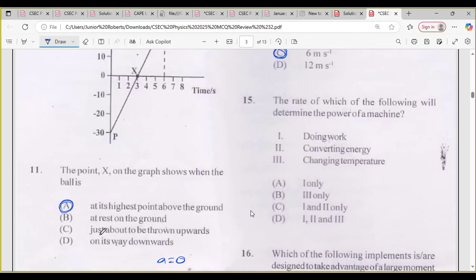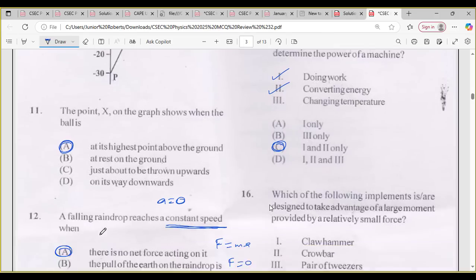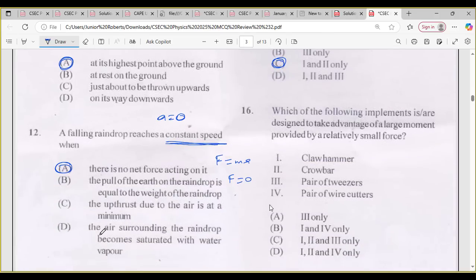15 now, the rate of which of the following will determine the power of a machine. So we said before that this was doing work, converting energy. So 1 and 2 only, so that's C. It's a familiar question, or we saw it before I should say.